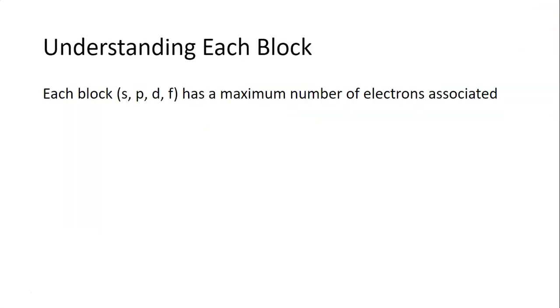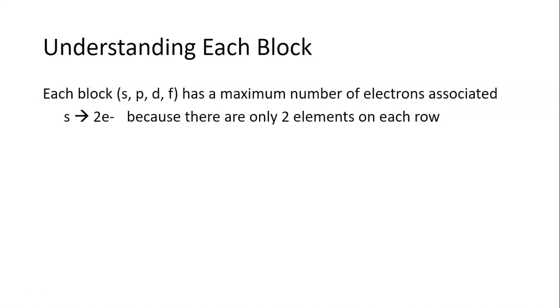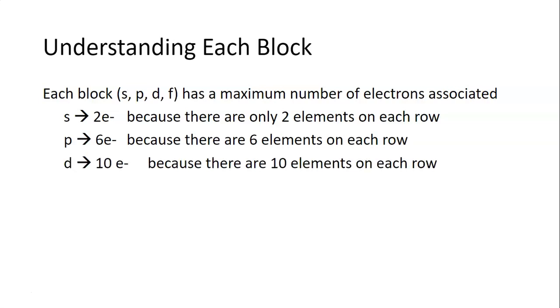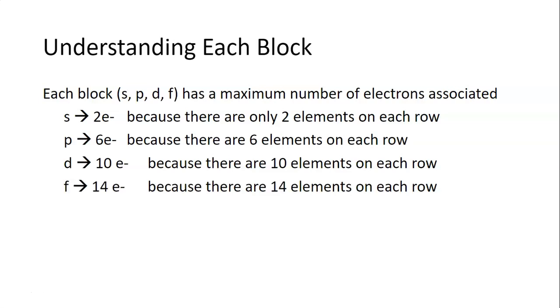So understanding each block, S, P, D, and F, there's a maximum number of electrons associated. S only holds 2 because there are 2 columns. P has 6 because there are 6 elements going across the row in the P block. D is 10 because if you count them up, there are 10 elements in each row, or each period, in that block. And F is 14 because there are 14 elements in each row.